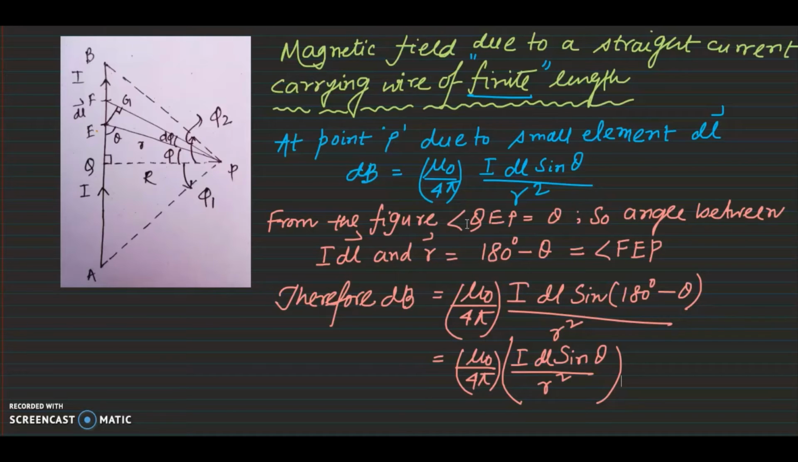Now from the figure you can see that angle QEP is equal to theta. I need to find the angle between dl and r, which will be 180 degrees minus theta, that is the angle FEP. So this is the angle between dl and r. Therefore dB becomes mu 0 by 4 pi I dl sine of 180 degrees minus theta divided by r squared, so it becomes mu 0 by 4 pi I dl sine theta by r squared.